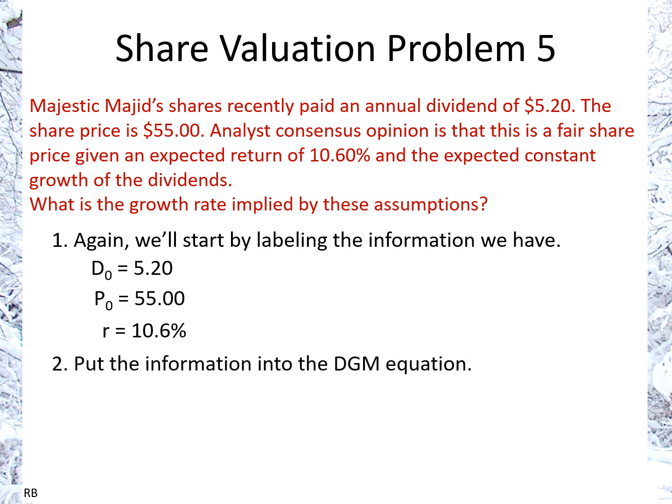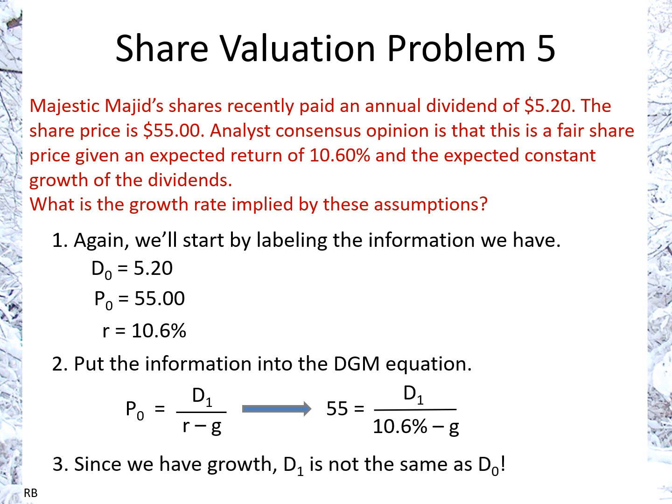Okay, then we put the information into the equation. Again, we'll have P0 equals D1 over R minus G. So P0 is 55. D1 we don't have, so I'm just going to keep it there. And then we're going to have R, which is 10.6% minus G.